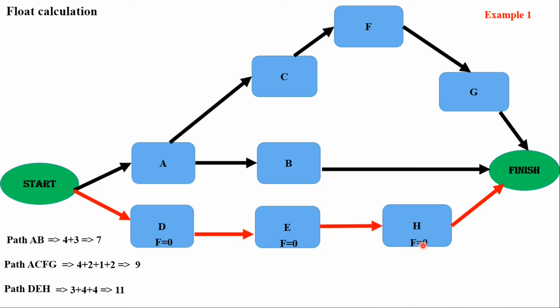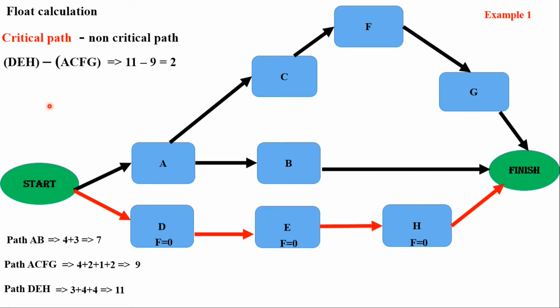The label F equals 0 on activities D, E, and H represents that these activities must not be delayed, but activities A, B, C, F, and G can be delayed since they are not on the critical path. So float can be calculated by using this formula: if you subtract the non-critical path from the critical path, you can obtain float.